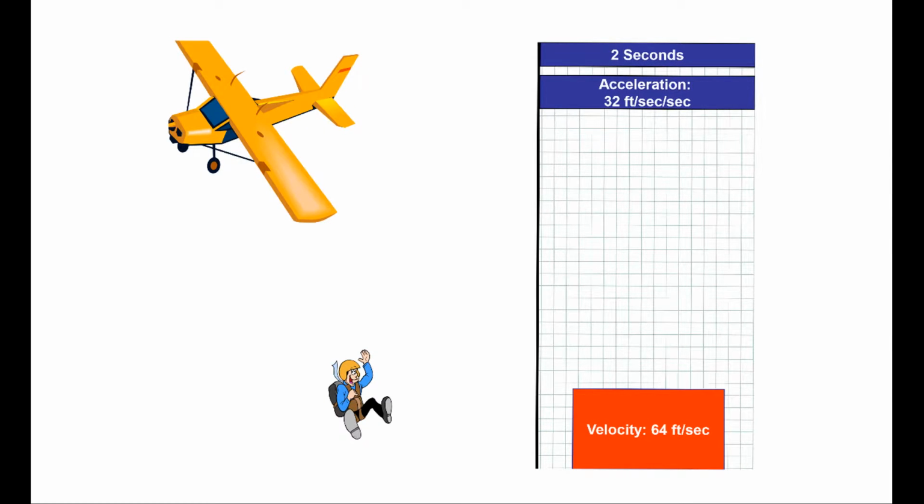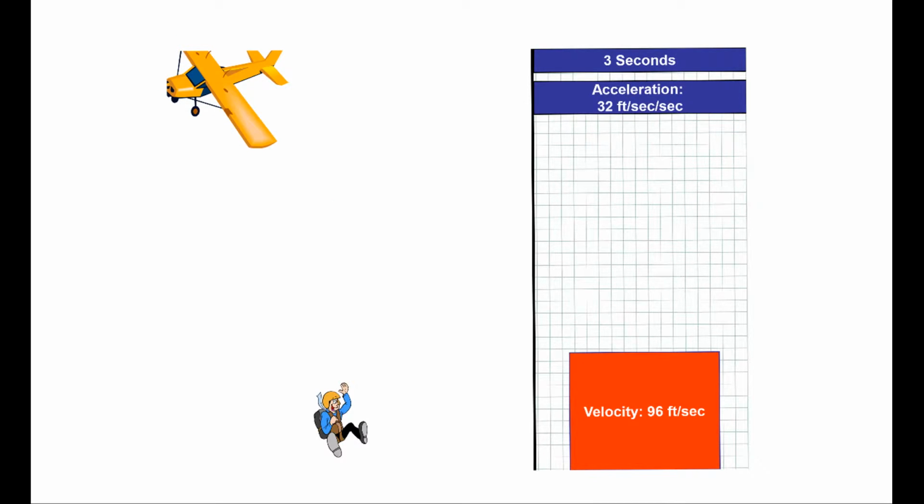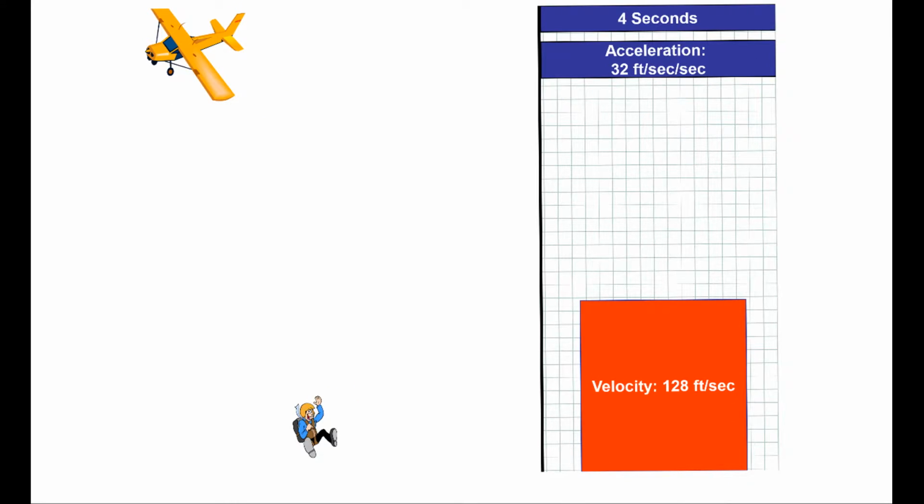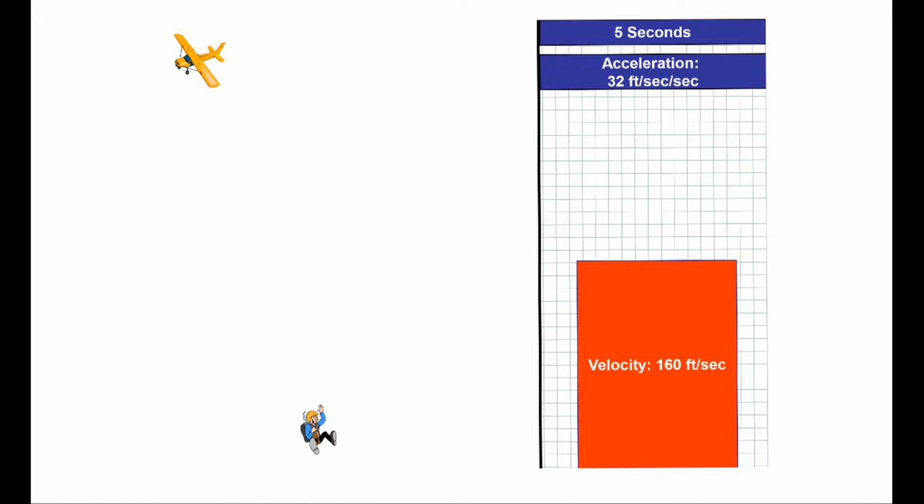So now I've added another 32 feet per second to our velocity because our acceleration is changing it at that rate. So our new velocity is 64 feet per second. What's our velocity going to be after 3 seconds? So our velocity after 3 seconds is 96 feet per second. After 4 seconds, we add another 32 feet per second again. So now we're at 128 feet per second. And what's it going to be after 5 seconds? 160. So after 5 seconds, it's 160 feet per second.